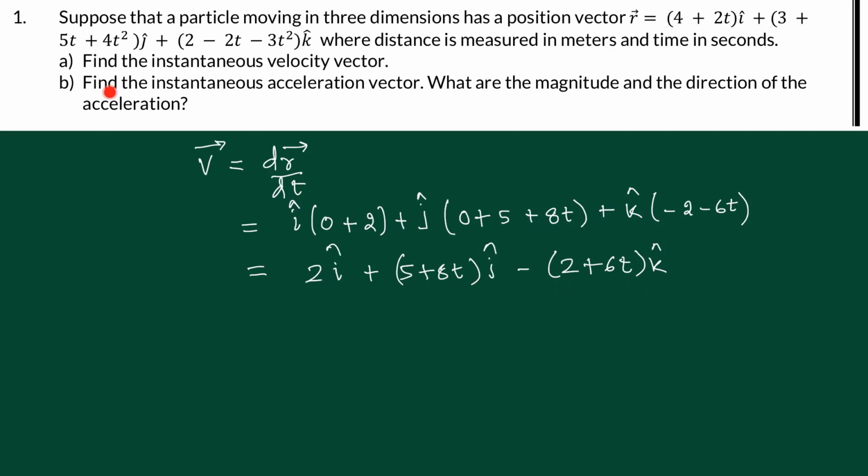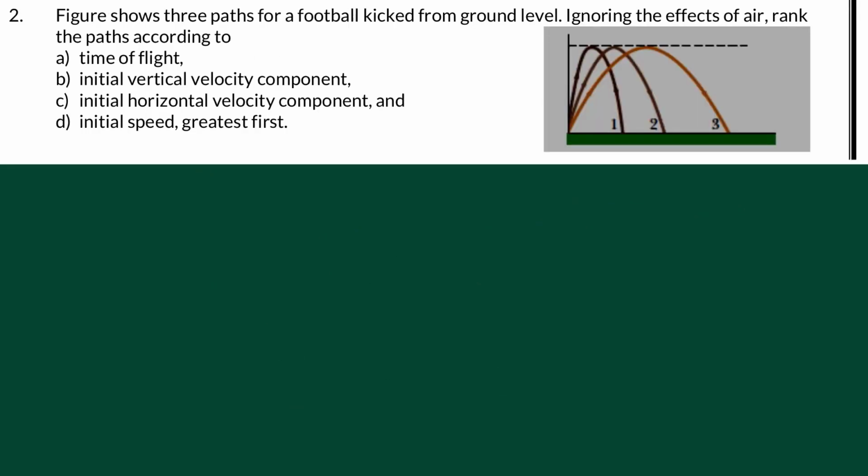Second part, instantaneous acceleration. Acceleration is the rate of change of velocity. So differentiating velocity, we get the first term as 0, the second term 8 j cap because 5 is a constant, minus 6 k cap. This is the expression for acceleration. We know the y component and z component of acceleration, and the x component is 0, so we can easily find its magnitude and direction.